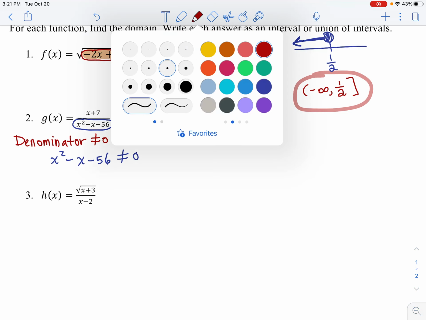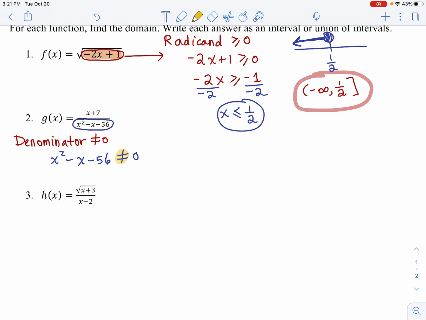And again, this not equal to 0 symbol is something that I will be looking for when I'm grading your assignment, okay? Not greater than or equal to or anything like that. It must be not equal to for the rational function. The denominator can't be equal to 0. All right, let's keep going. And then you have to show me the factoring work. Two numbers that multiply to negative 56 but add up to negative 1. Negative 8 times positive 7 is negative 56.